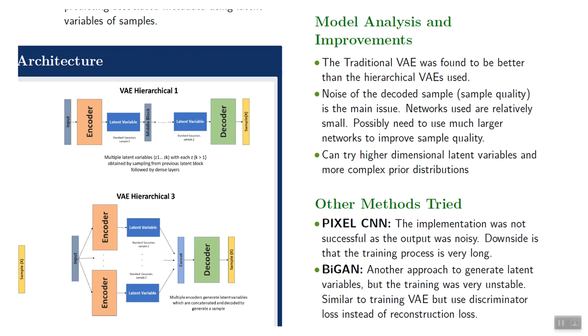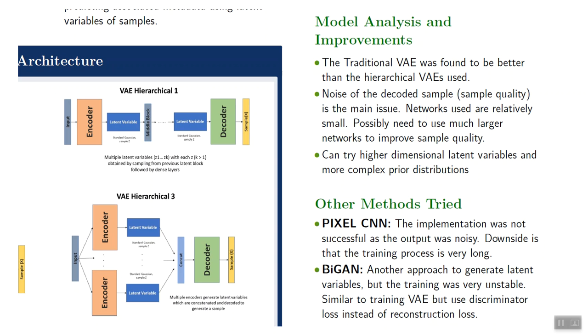So based on the work that I've done, I was able to find that the traditional VAE architecture that I used was better than the hierarchical VAEs I tried. The major issue that I have thus far is the noise associated with the decoded sample. The sample quality isn't that good. And predominantly, the networks used in this approach so far are relatively small. I feel like a much larger network needs to be used in order to produce samples that are of really high resolution and high quality. So that would probably be the next step in trying to take this work forward.